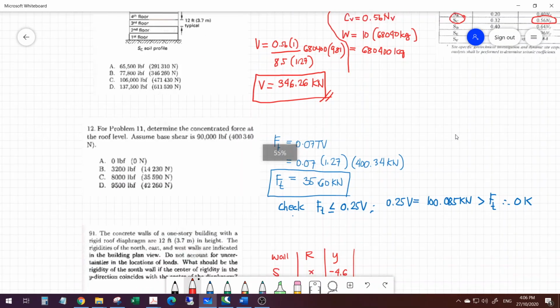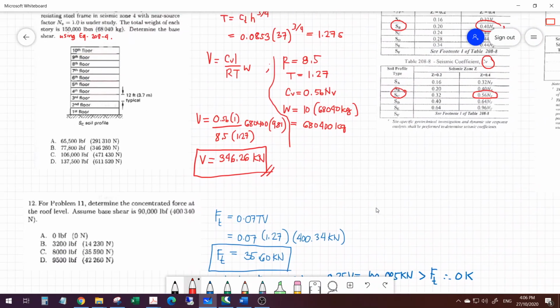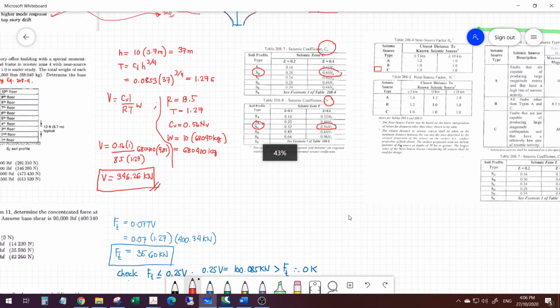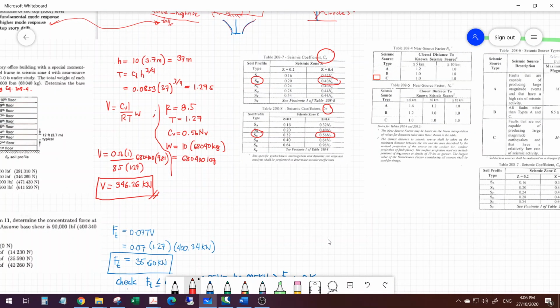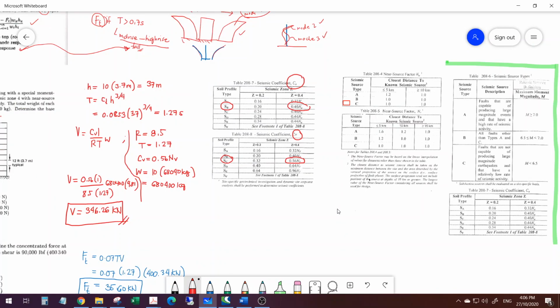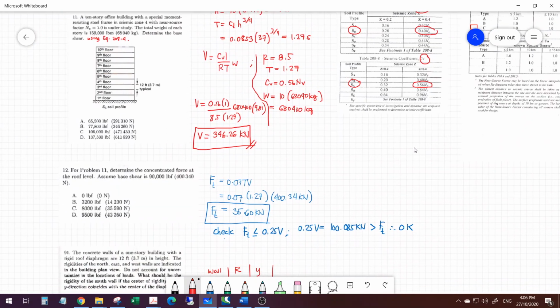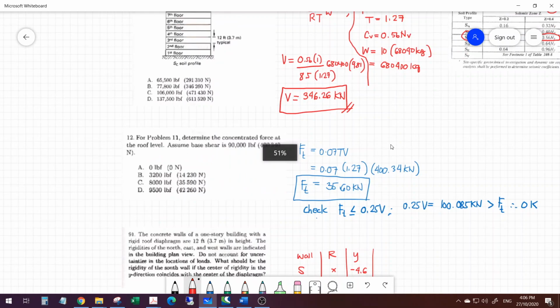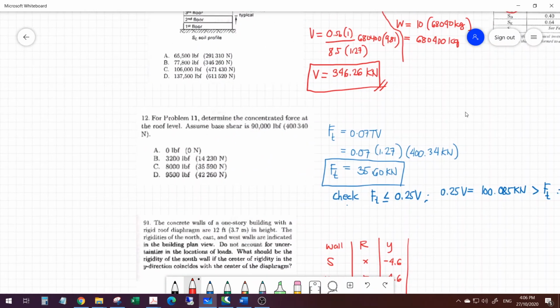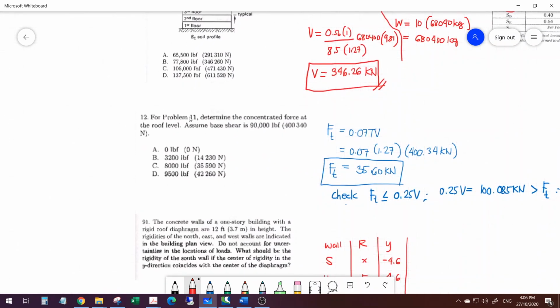Next is, I think this is the last problem. Okay, for now. Okay, so determine the concentrated force at the roof level. Assume base shear is 400.34 kilonewton.